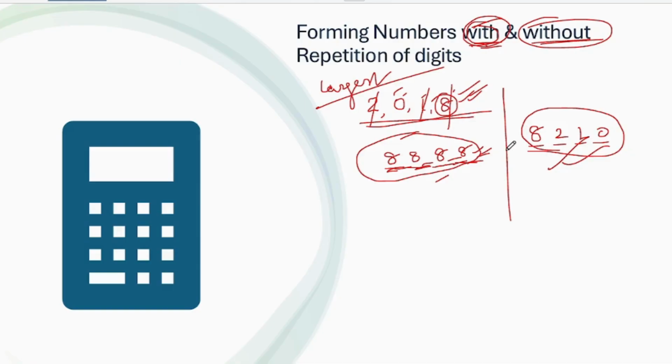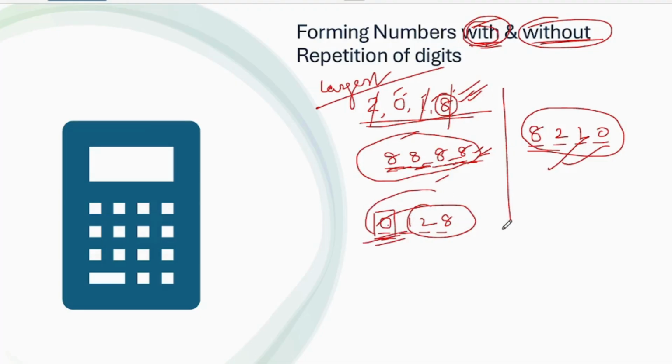There is one point that you need to keep in mind. When 0 is given and you have to form a 4-digit number, be it a smaller one, you cannot use 0 at the extreme left place. Why so? If you use it, 0, 1, 2, 8, then it becomes a 3-digit number. It will not be a 4-digit number.